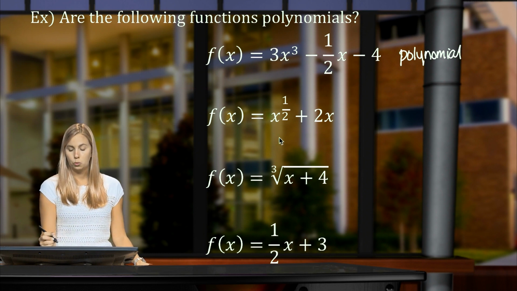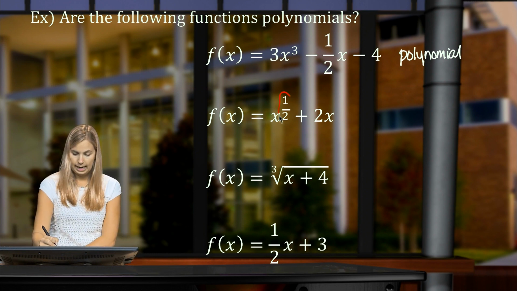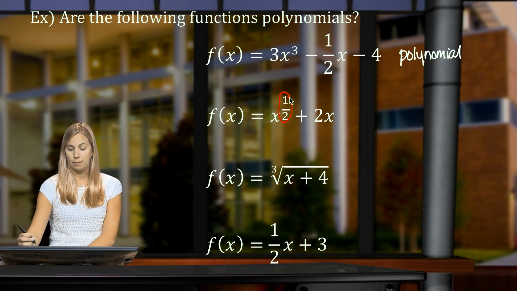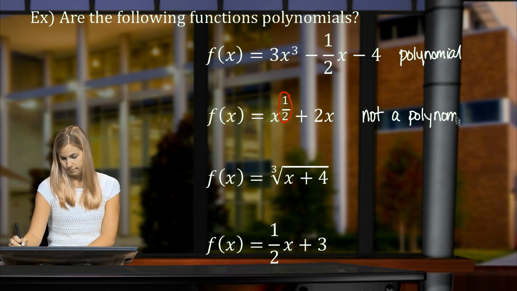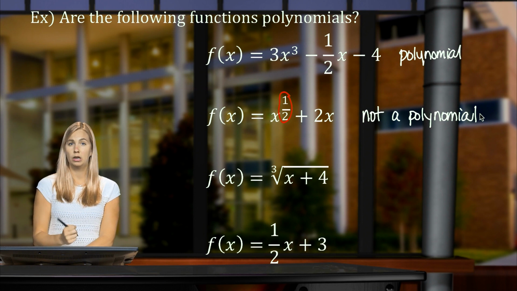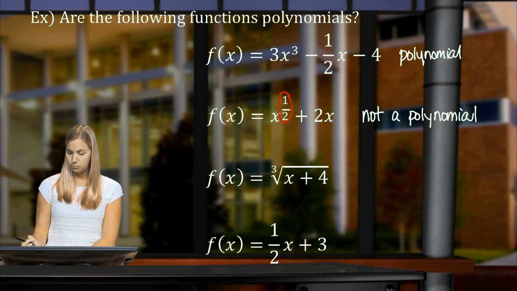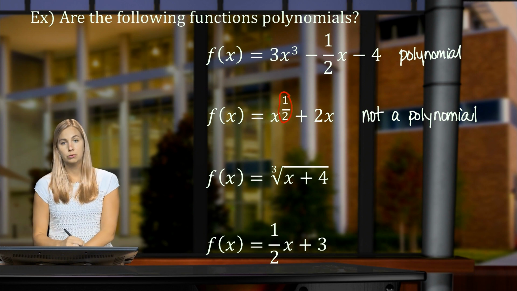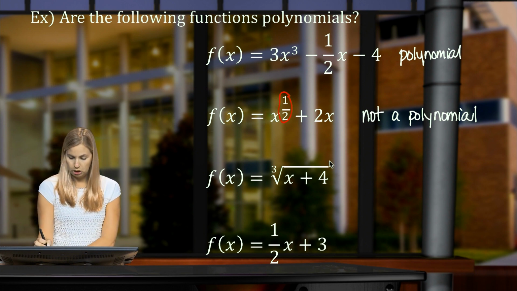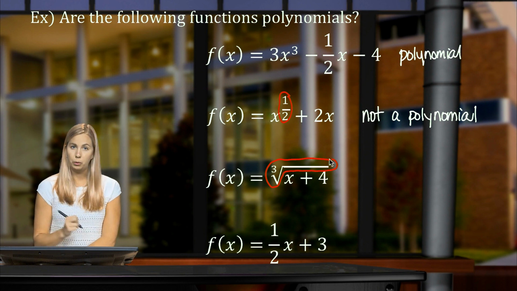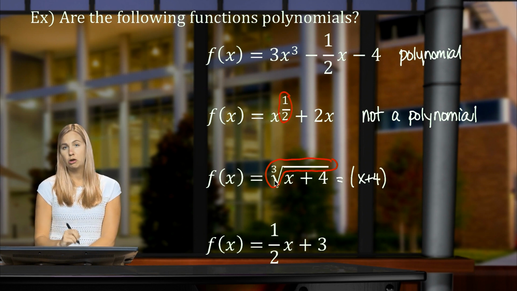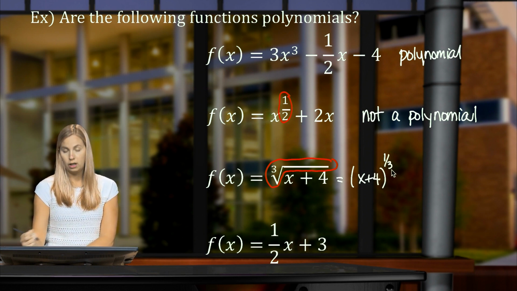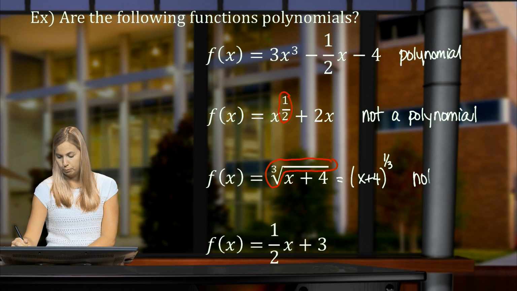f of x equals x to the 1/2 plus 2x. This exponent of 1/2 is what makes this not a polynomial. One-half is not a whole number, it's a rational number, so be careful with that. f of x equals the cube root of x plus 4. This cube root is what is maybe a little bit weird for us. But we can rewrite this. The cube root of x plus 4 is the same as raising it to an exponent of 1/3. And there we see our non-whole number exponent, so this is not a polynomial.